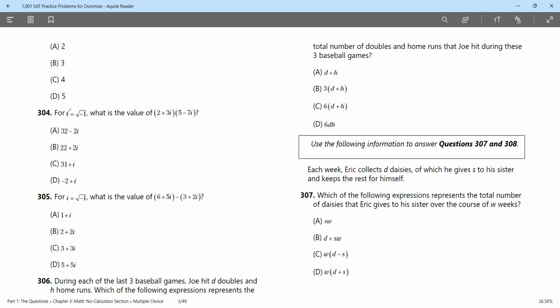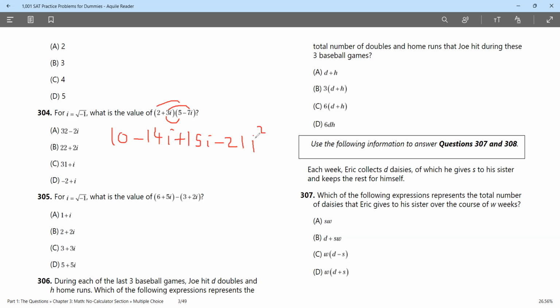304. For i equal to square root of negative 1, what is the value of (2 plus 3i) times (5 minus 7i)? As we did before, it's the same. So 2 times 5 will be 10. 2 times negative 7i will be negative 14i. 3i times 5 will be positive 15i. 3i times negative 7i will be negative 21i squared.